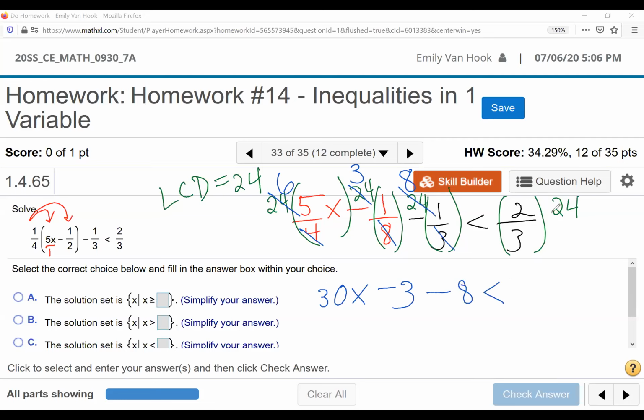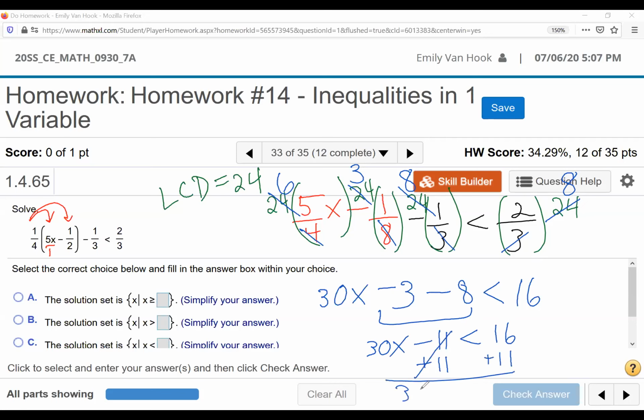Less than. Now on the other side, 24 times 2/3. The 24 divided by 3 becomes 8. And then multiplying across, 2 times 8 becomes 16. Phew, so here we are. 30x minus 3 minus 8 is less than 16. Let's keep going. The minus 3 and the minus 8 combine to minus 11. So 30x minus 11 is less than 16. Let's add 11 to both sides. 30x is less than 27.